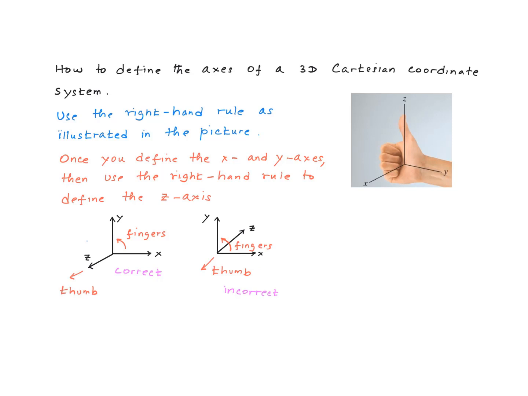For example, consider the system in this first picture. Your fingers should curl up from the x to the y axis. That means it should be in the counterclockwise direction like shown here, right? Your thumb is then going to be coming out of the plane of the paper, right? The z-axis should be in that direction, and therefore this is the correct way to define the z-axis. And therefore this is the wrong way to define the z-axis.